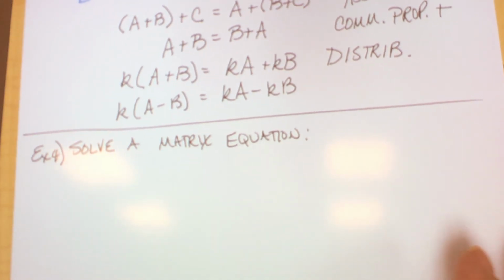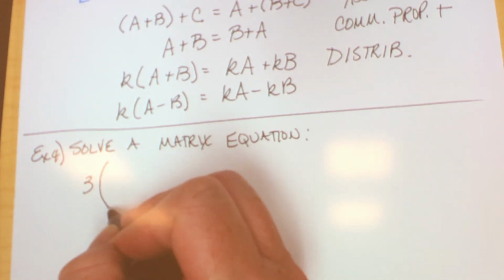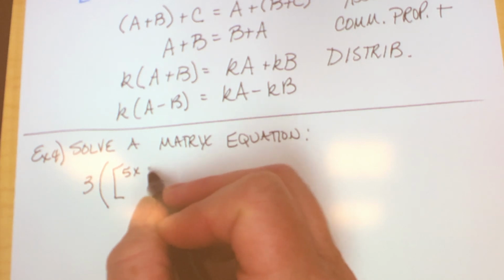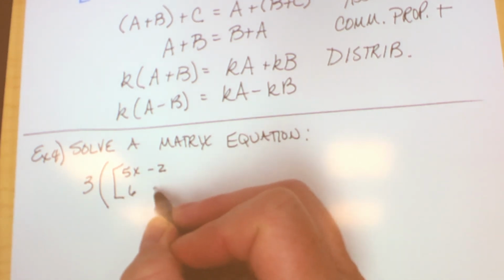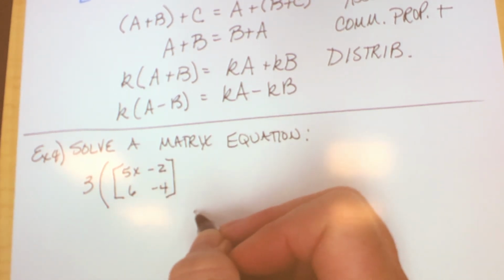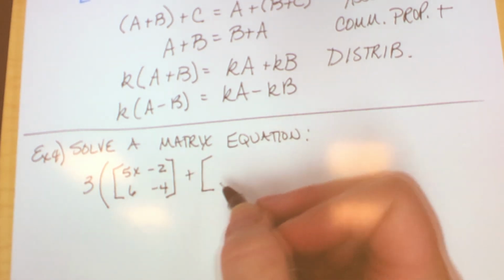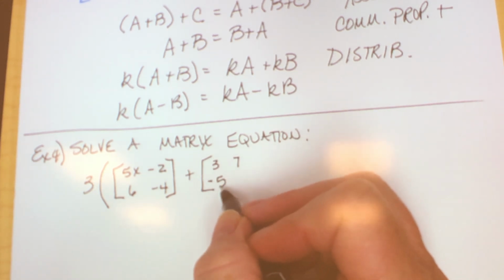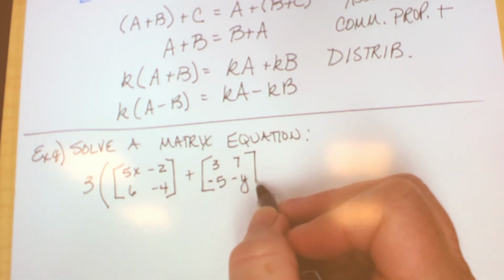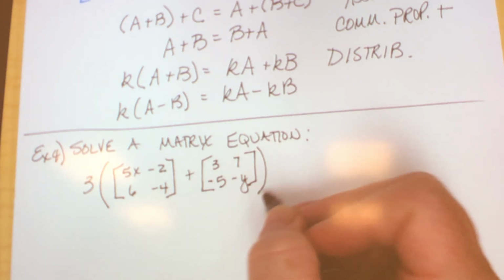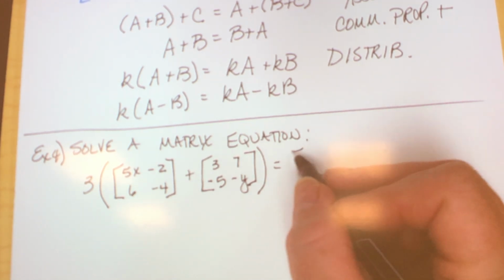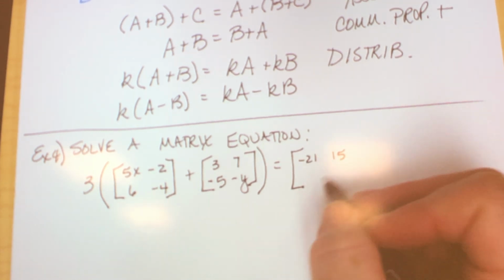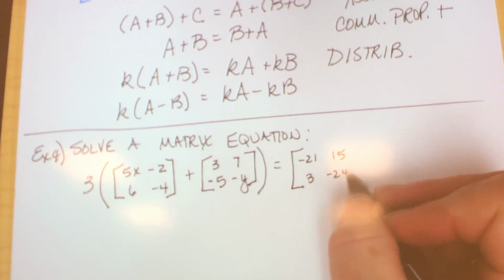All right, so here it is. 3, open the big parentheses. My matrix is 5x and -2, 6, and -4. Plus, my next matrix is 3, 7, -5, -y. Close the matrix and close the parentheses. That's not fun. It equals the matrix -21, 15, 3, and -24.